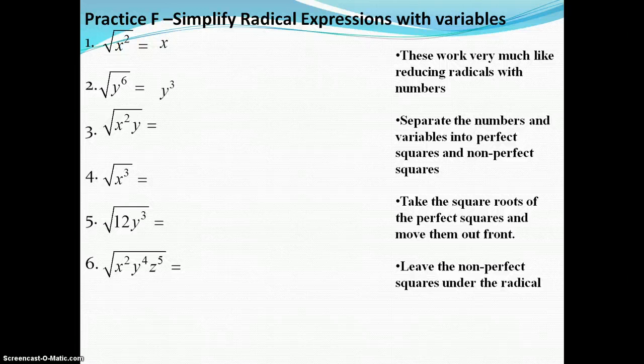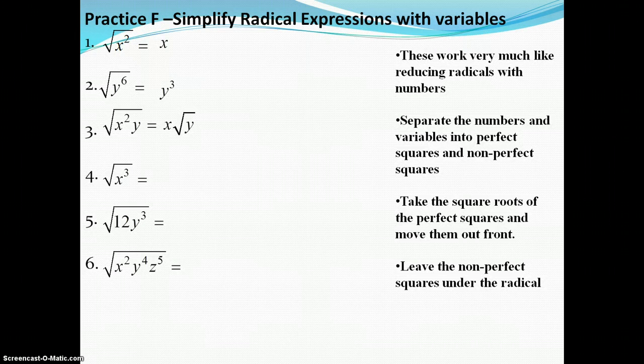Now, in number 3, we get another extra letter in here. So we can do the first one, the square root of x squared, that's going to be x. We pull that out. Now, the thing is, we can't do the square root of y because it's not an even exponent. So we just leave that guy underneath.